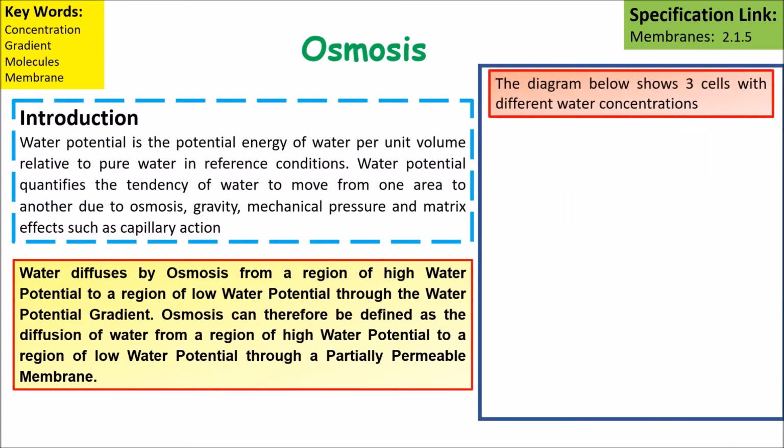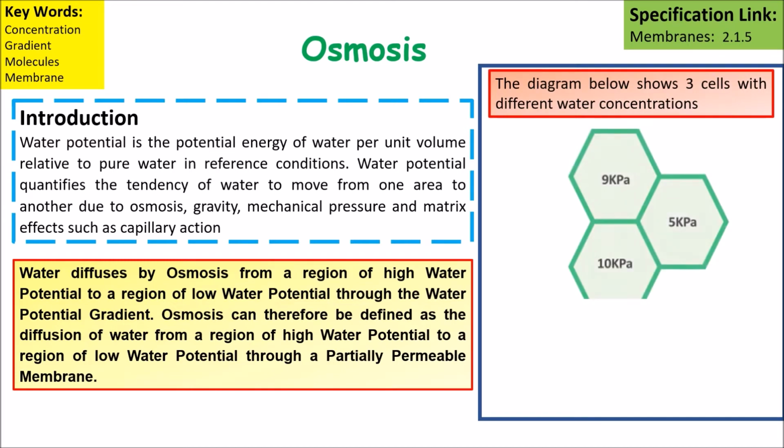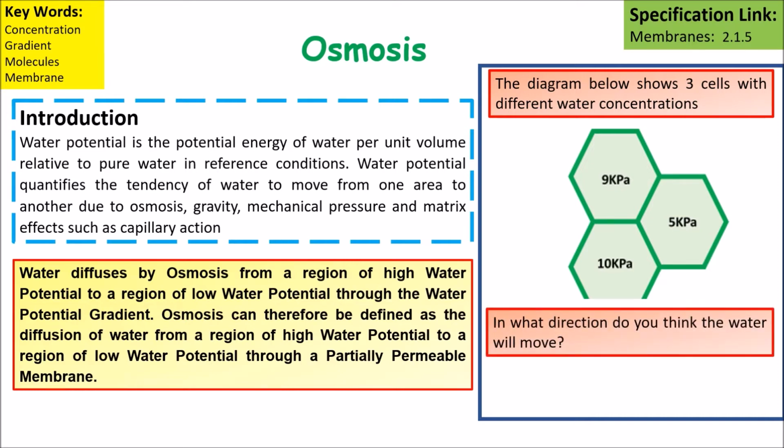So if we look at the diagram below, that shows 3 cells. Each of those has a certain water potential, so 10 being the highest, 5 being the lowest. So if we have a question that says in which direction do you think the water will move, the water is always going to move from a region of higher concentration to a region of lower concentration.